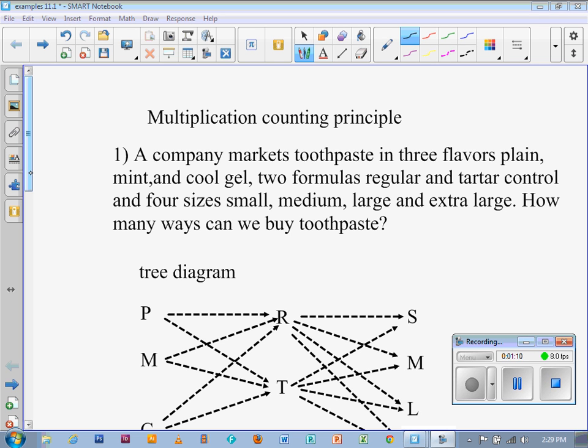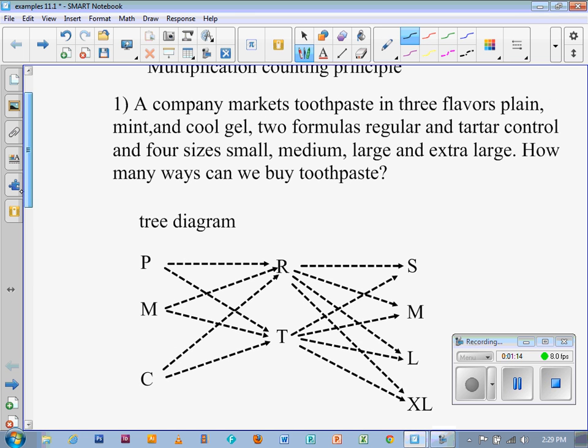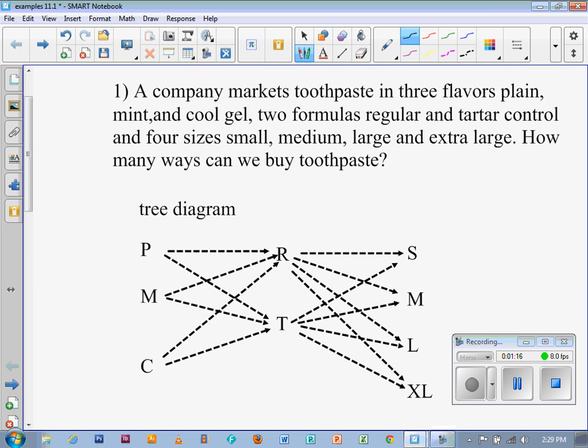What you see in front of you in your notes is called a tree diagram. Sometimes in probability, we make tree diagrams to represent all the possible ways in which things can happen. For example, we could get plain toothpaste with a regular type of toothpaste in a small quantity. As you can see, that's one option. Or we could buy a mint for tartar control in a large option. So you can see there's all these different paths we can take.